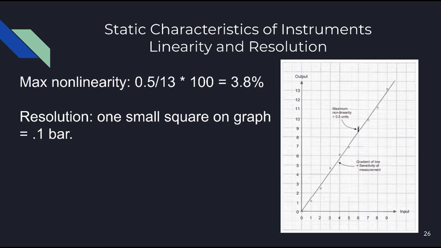The resolution of the sensor is determined from the graph. It is the smallest change in input that is detectable. For the graph paper illustrated, the naked eye cannot determine anything smaller than one of the small squares, which is 1/10 of a unit, or 0.1 bar. This figure of 0.1 bar pressure is therefore the resolution of the sensor as determined from the graph.